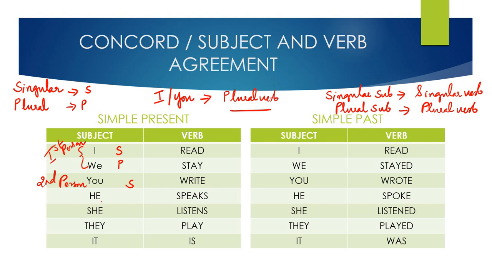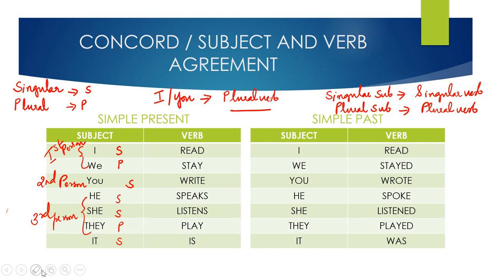Right. Now next it is he. He, she, they, it. These four come under third person pronoun. Where he is singular, she is singular, they is plural, it is singular. He should always be followed by a singular verb, where we add S to the verb speak. That is why it becomes speaks. I hope it is clear to you.